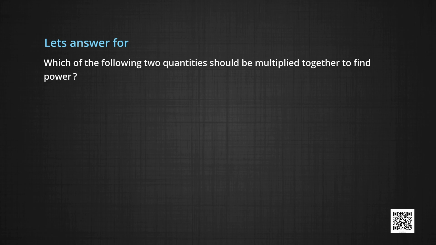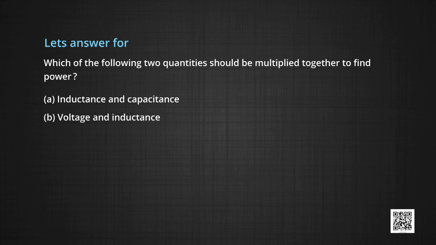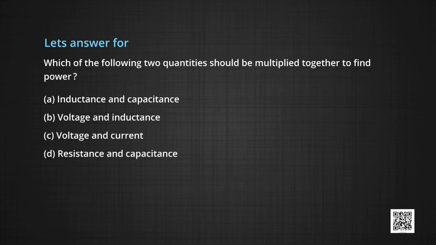So, now here you have a problem, you just answer it. Which of the following two quantities should be multiplied together to find out power? Just for help, I can give you the options: inductance and capacitance, voltage and inductance, voltage and current, and resistance and capacitance. The right answer is voltage and current. In the same way, we have so many problems based on this module, and we will solve them as described in the MCQ and problem solving section.